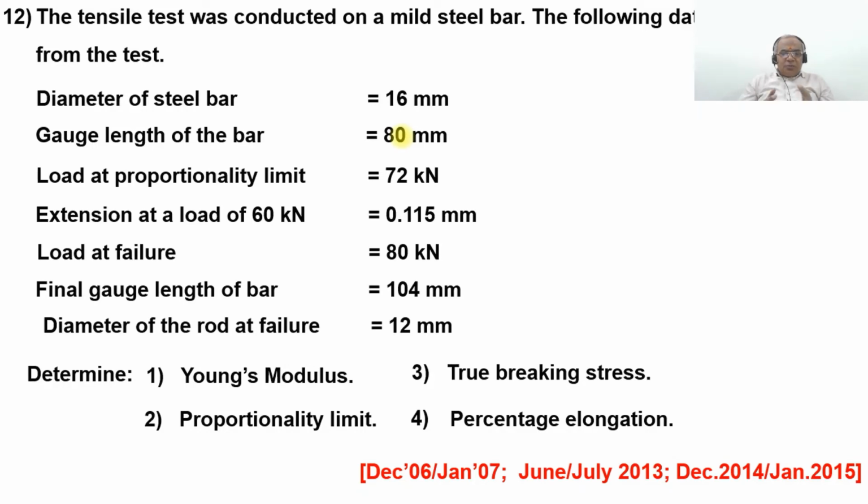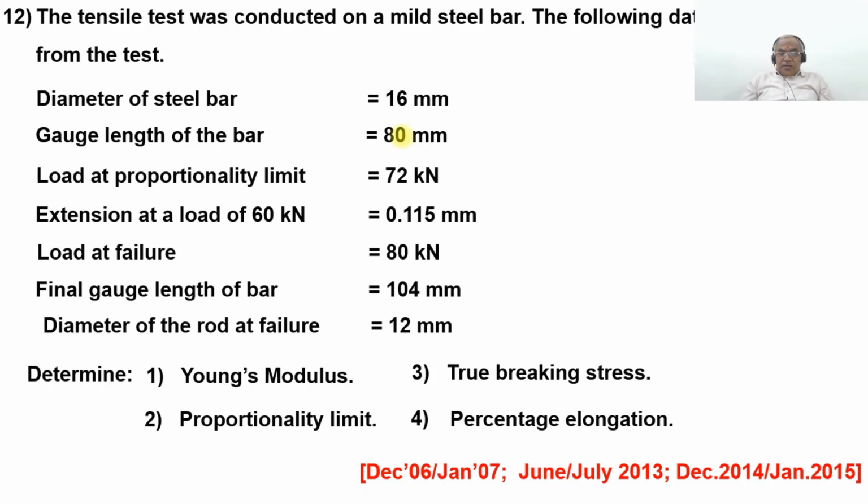So what is the meaning of these two? Normally, whenever you are considering the Young's modulus, you have to take the proportionality limit into consideration, so the load at proportional limit and the extension at proportional limit. But here the load at proportional limit is given as 72 kilonewton, but the extension is given at a load of 60 kilonewton. So naturally you have to take the load as 60 kilonewton, and to that you take the extension as 0.115. You cannot take the load at proportional limit and the extension at a load of 60 kilonewton. You cannot take it like that.